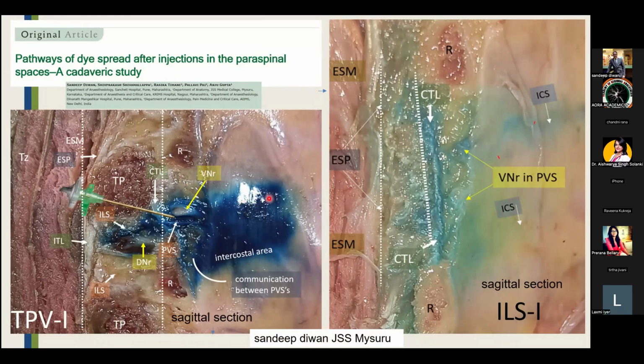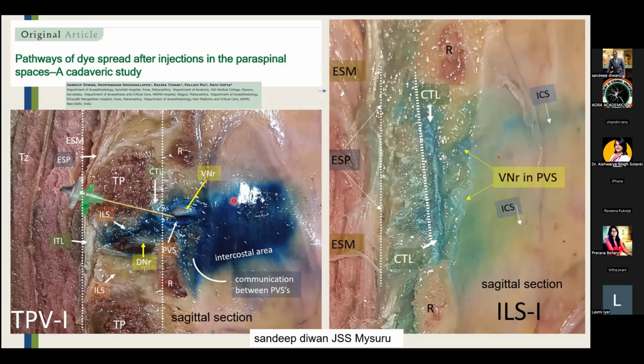So you can see the drug in the intercostal space going around the nerve root. This is the paravertebral space. Behind that is the costotransverse ligament. Behind this will be the intertransverse space. Behind that will be the intertransverse ligament. So we are going from the front to the back.